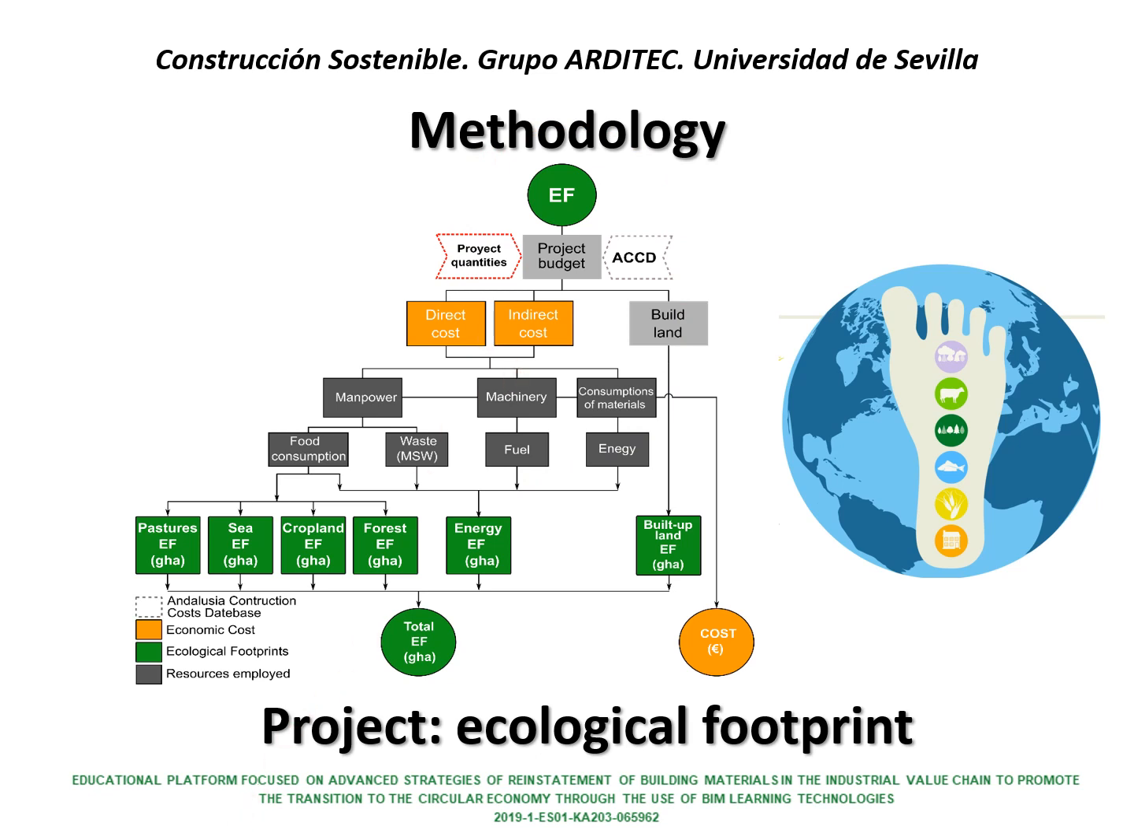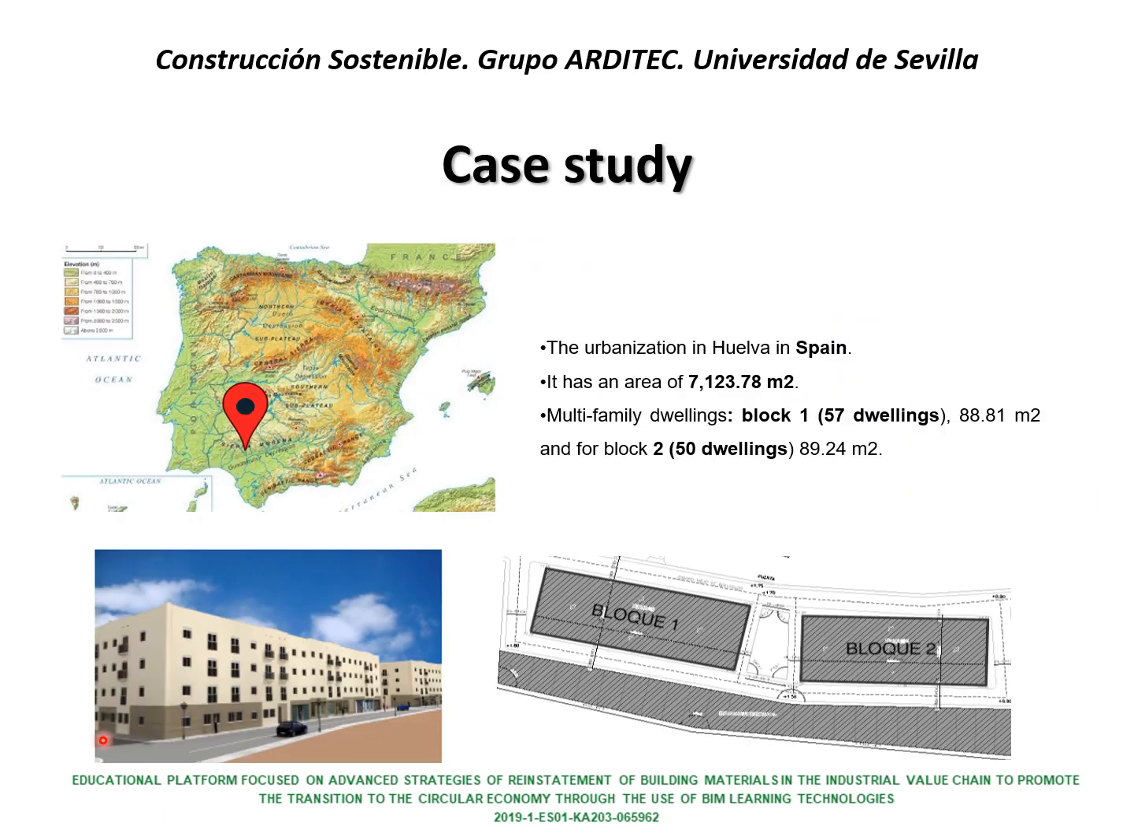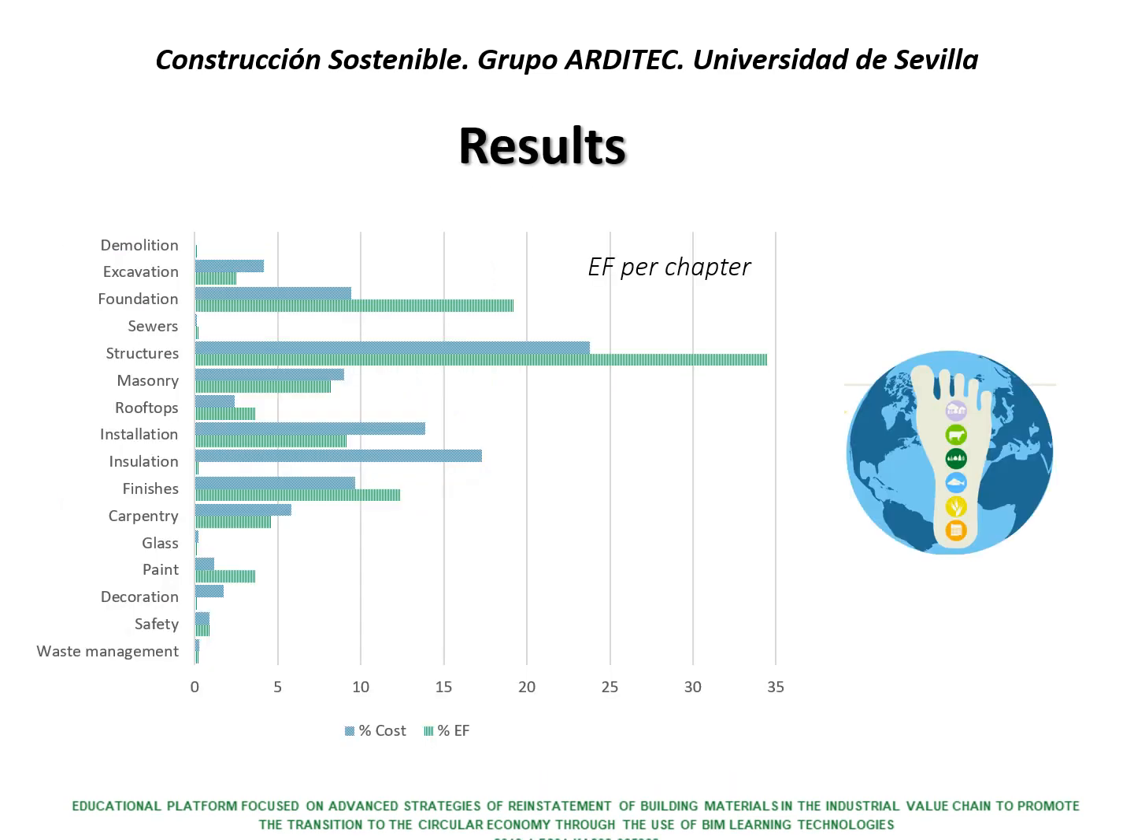For example, in a case study of this social housing that was built in Huelva, in Spain, those are multifamily buildings with a ground floor for services and then dwellings on the next 3 levels. And in this project, for example, we have quantified the ecological footprint of each of the elements in the project.